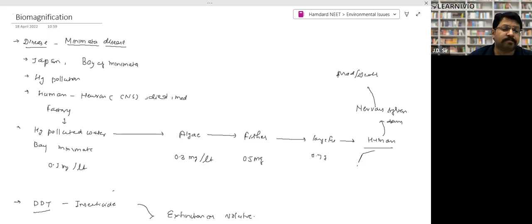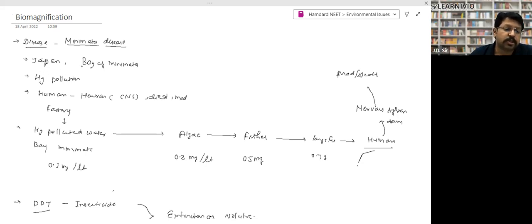So actually in Japan, once upon a time it was found that the number of people died because of damage to the brain, right? They became mad and then they died, right? Now this was a very frequent phenomenon. So when it became a frequent phenomenon, scientists and doctors started searching for the reason behind it. The people get fever, they become mad, and then they die, right? So when it was discovered, this disease was called Minamata disease, right?